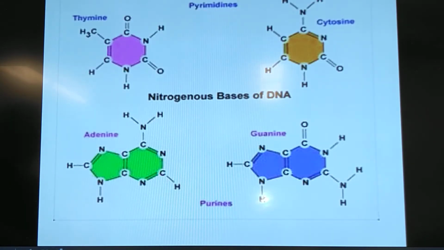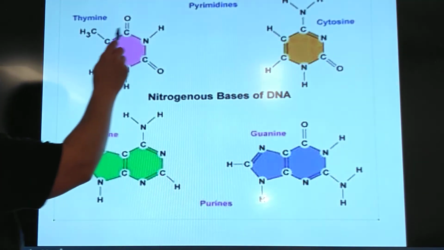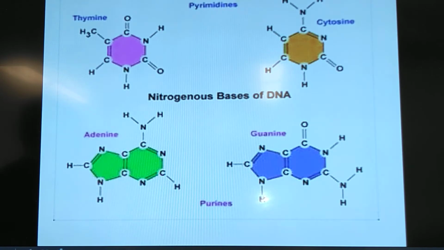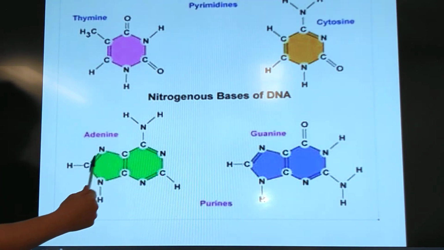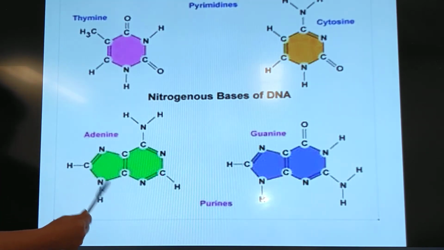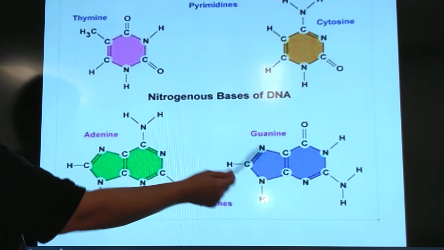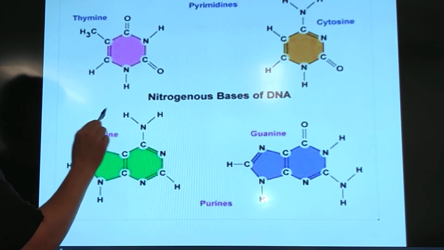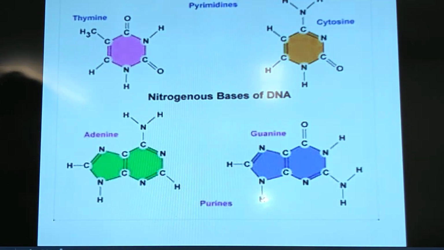And there's what they look like. The pyrimidines, that's our thymine and our cytosine, they just have a single ring. Single ring pyrimidine. Then we have our purines. Purines are double rings. They have like a pentagon and a hexagon together. That's our adenine and our guanine. So our adenines are going to combine every time with our thymine, and our guanines are going to combine every time with our cytosines.